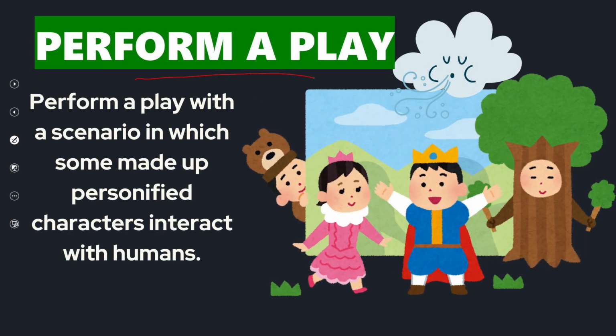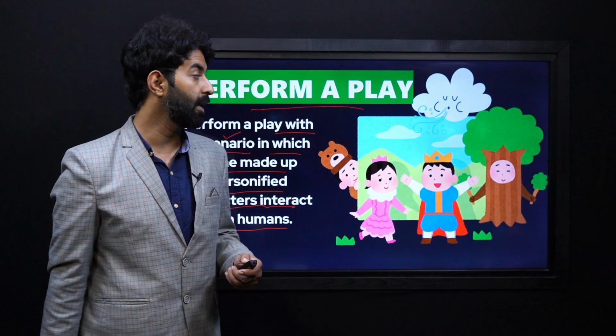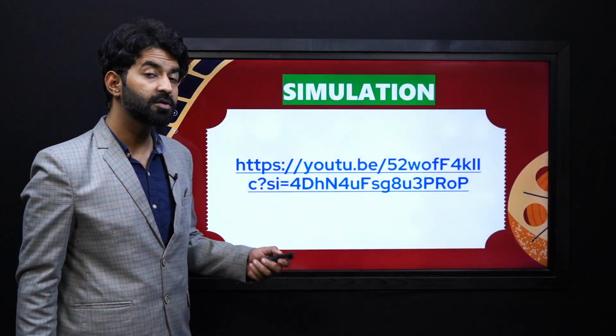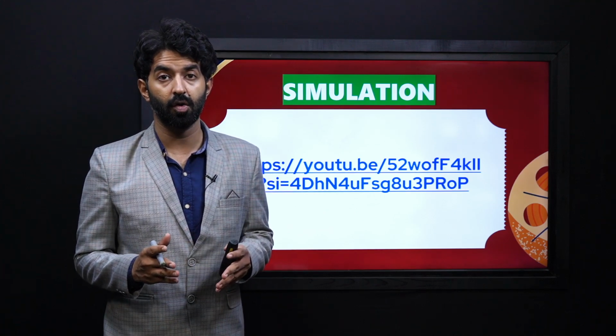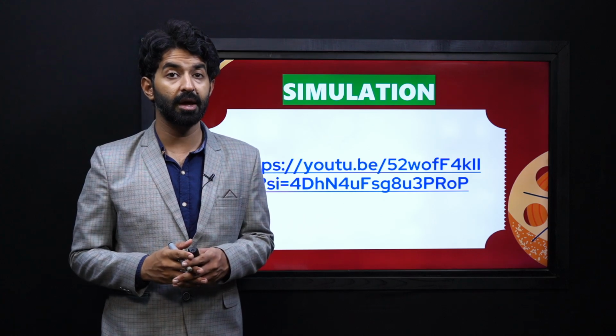So here you have to perform a play with a scenario in which some made up personified characters interact with humans. So there are a lot of different films and shows that you have watched where humans are interacting with animals who are also speaking like them and behaving like them. So you have to take up any scenario that you want and make up a personified character and perform it in a play. Now, this is your simulation video for a better understanding of play script and play performance.